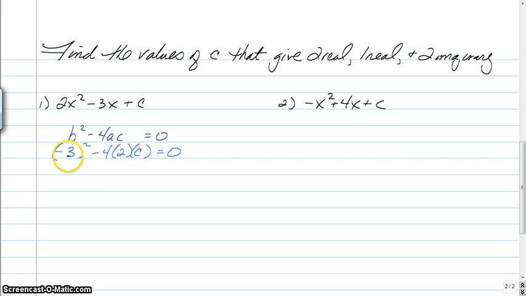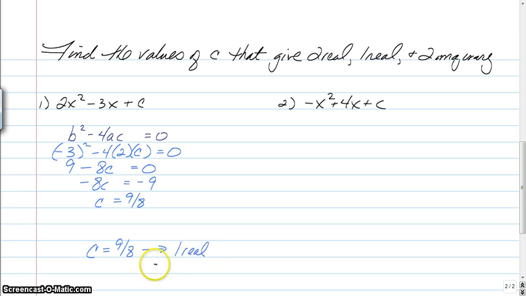So let's start working it out. Negative 3 squared is 9. Minus 4 times 2 is a negative 8c equals 0. Subtract the 9 to the other side, so we have negative 8c is equal to a negative 9. Divide both sides by a negative 8, and you get c is equal to 9/8. Now, that is when we set the discriminant equal to 0. So that means this guy, 9/8, is when we have one real. So if c equals 9/8, we have one real solution.